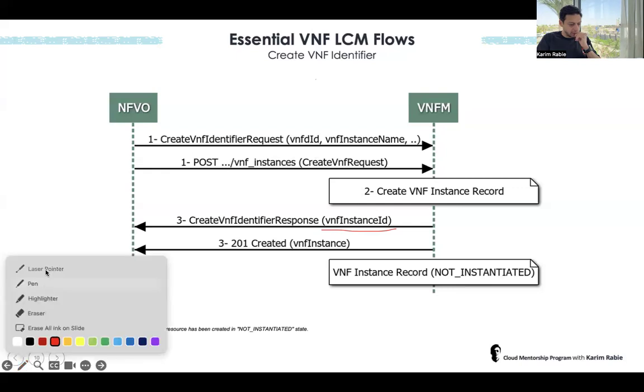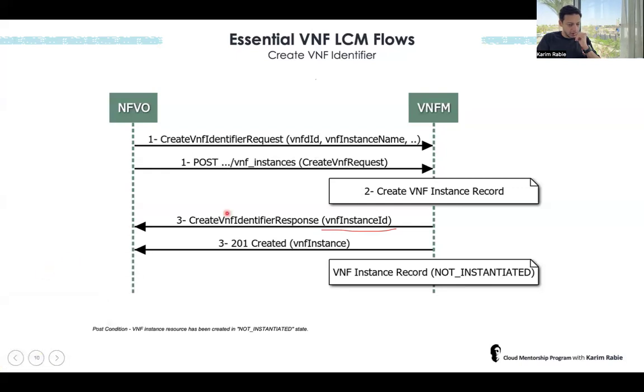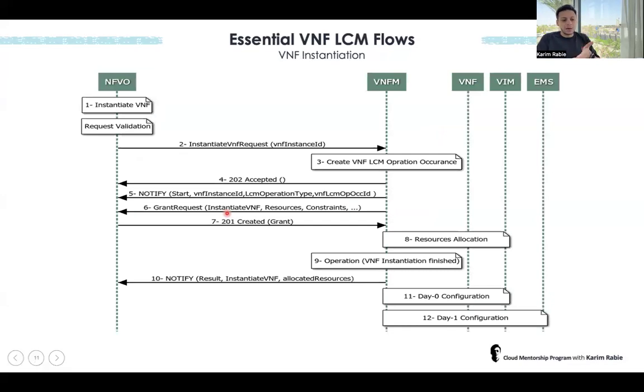Let me go to the next slide. So now it is time to do the instantiation. Okay, I will explain the instantiation and then we'll take your questions before we go to the scaling. So NFVO, an administrator, decision maker, whatever team of the NFVO, organizational demand group, whatever, we are going to instantiate the VNF. The request goes to the VNFM, and this time it goes with the ID shared previously by the VNFM.